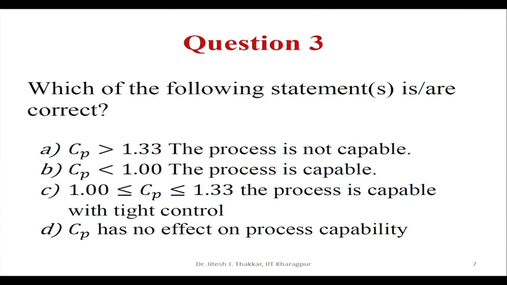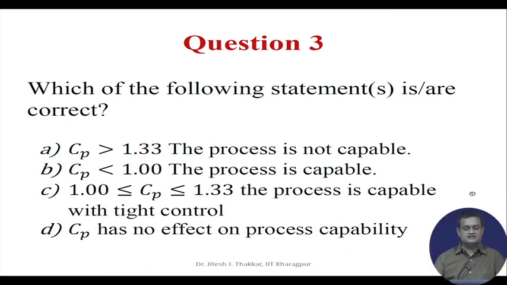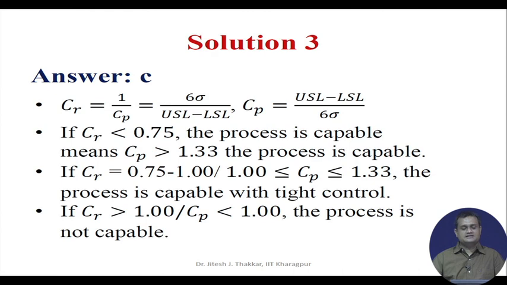Question 3. Which of the following statements is or are correct? Cp greater than 1.33, the process is not capable. Cp less than 1.00, the process is capable. 1 less than or equal to Cp less than 1.33, the process is capable with tight control, and Cp has no effect on process capability. So, the correct answer is C.